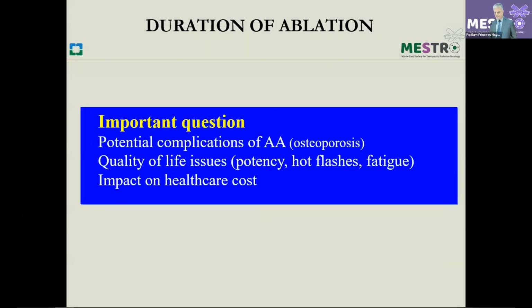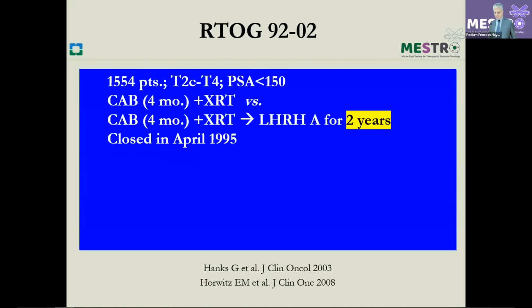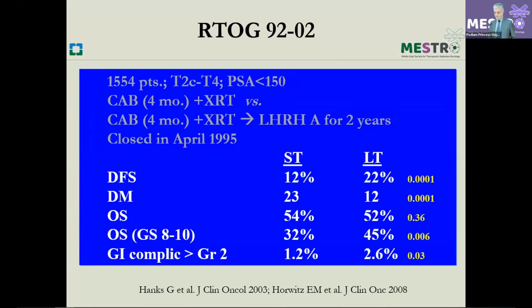Optimal duration of ADT, and here this is a very important question. We have lived all our careers treating patients with extended duration for those who have high risk. This is from the 9202 RTOG trial. This is a classic trial, a 10-year follow-up showing a benefit on almost all endpoints using the long-term ADT for patients who have high-risk disease.